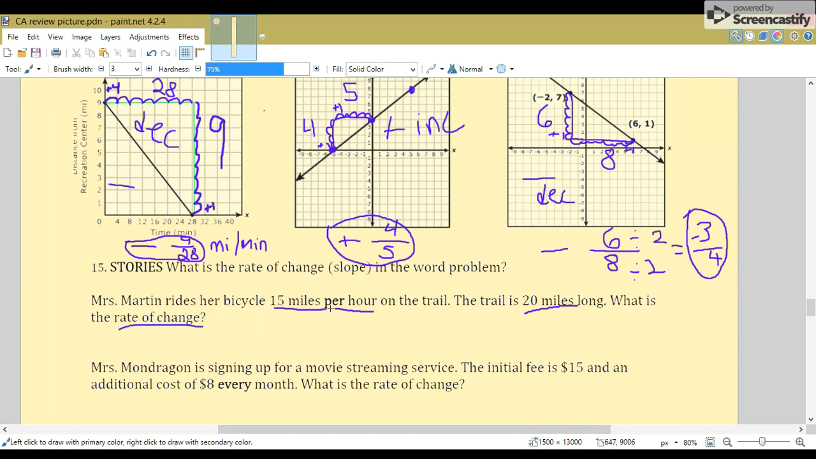15 miles per hour. When it says per or each, that's the slope, almost always. The trail is 20 miles long. That's our y-intercept, our b. But we're looking for the rate of change. That's m. So 15 miles per hour. That's your rate of change.